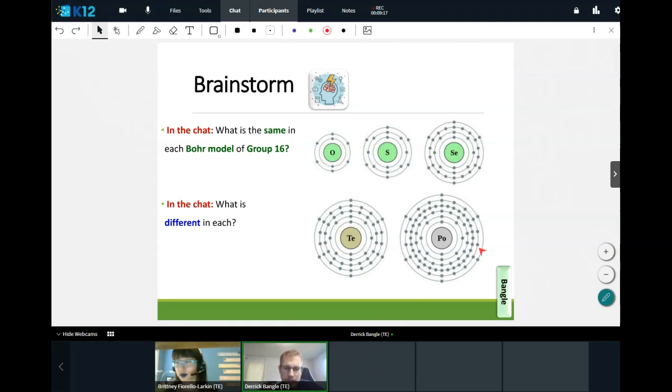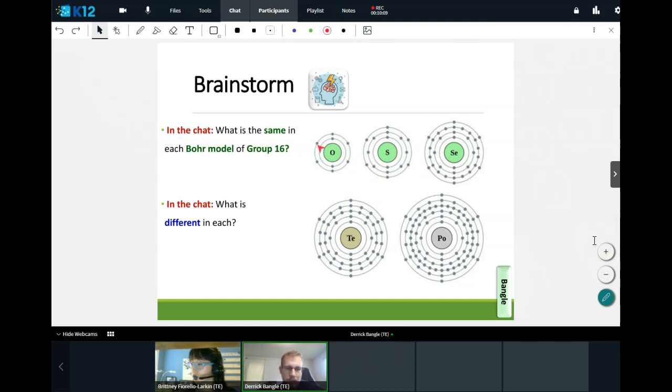Let's start off with a little bit of a brainstorm this morning. Looking at all these elements, right? We have the Bohr models of elements from the same group of the periodic table. They are all in group 16. So what is the same in each Bohr model of these group 16 elements? What do we notice, or what should be all the same? Yes, very good. They all have 6 valence electrons.